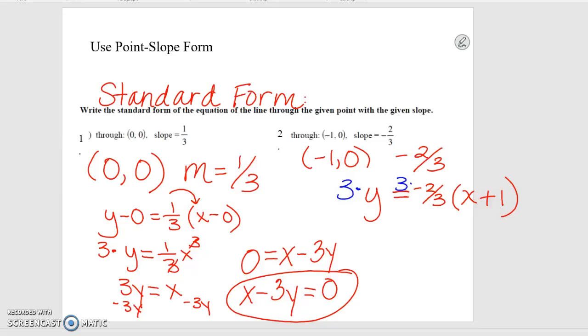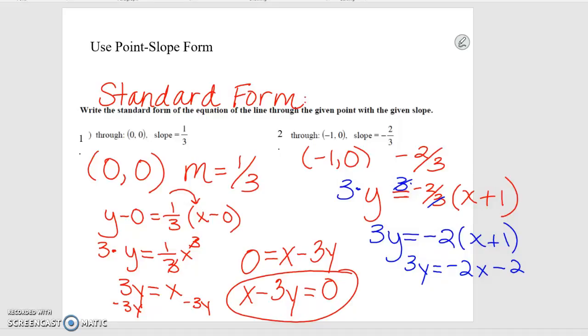So this would be 3y. These 3's are going to cancel, and I'm left with -2 times x plus 1. Now I don't even have to deal with it. So I'm going to distribute now just the -2. This is -2x minus 2. And now it's just a matter of getting the 2x to the other side. So I just need to add 2x to both sides. So I have 2x plus 3y equals -2.